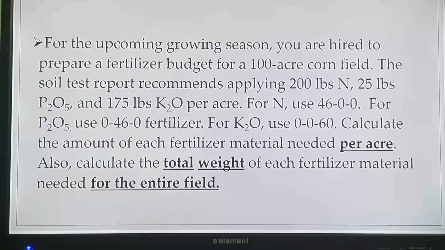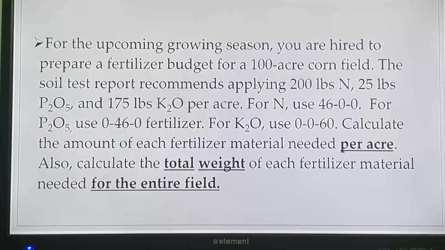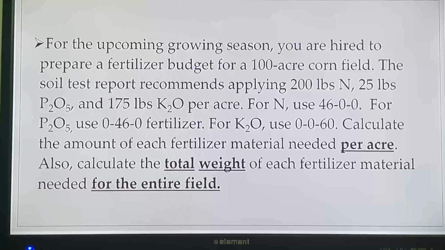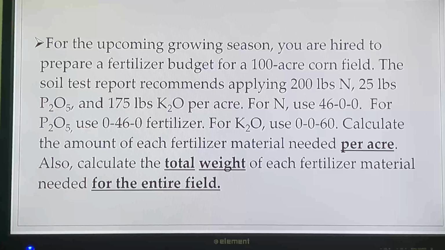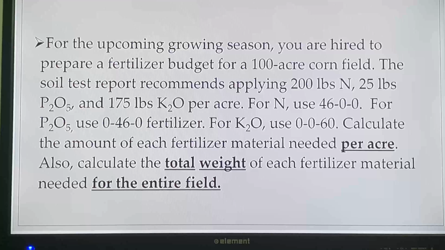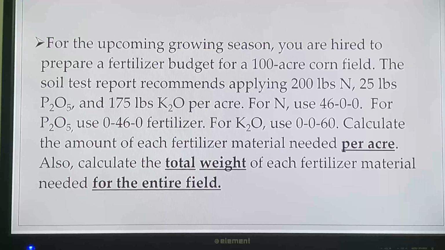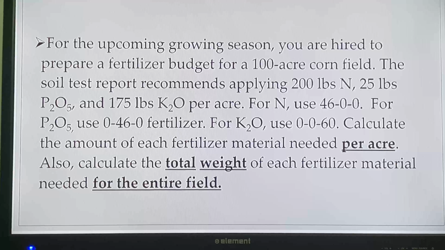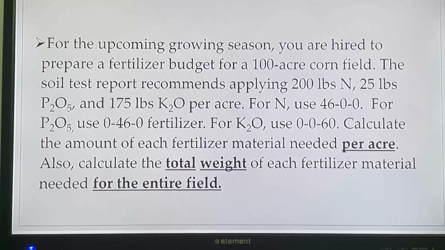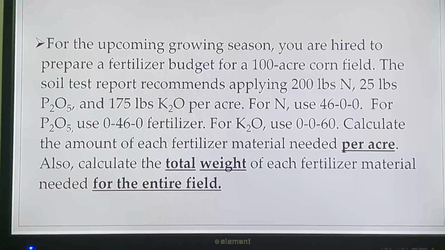Our soil test recommends applying 200 pounds of nitrogen, 25 pounds of P2O5, and 170 pounds of K2O. I will give you the fertilizer material which you should use. I will ask you to calculate the amount of each fertilizer per acre, also the total weight of each fertilizer material for the entire field.